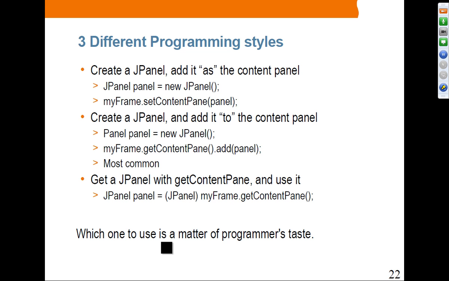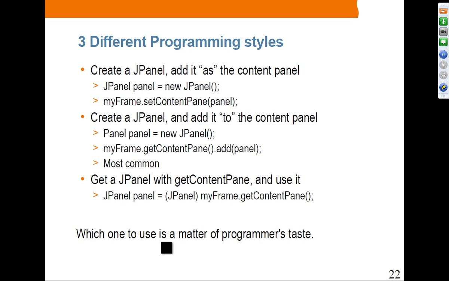First, you create a JPanel and set it as the content pane. Okay, I should say content pane. So you create a JPanel, then you set the content pane like that: my frame set content pane with the JPanel. And then the second option is you can create the JPanel object, and then you add it to the content pane. Basically, you get the content pane, and then you can add it.